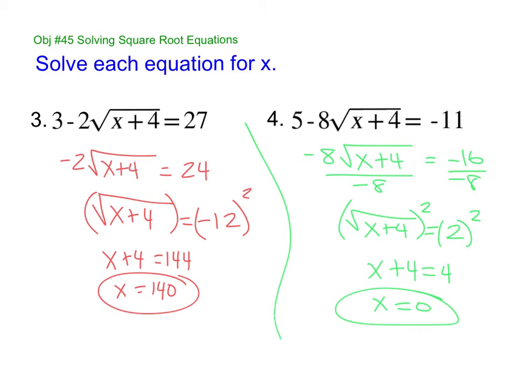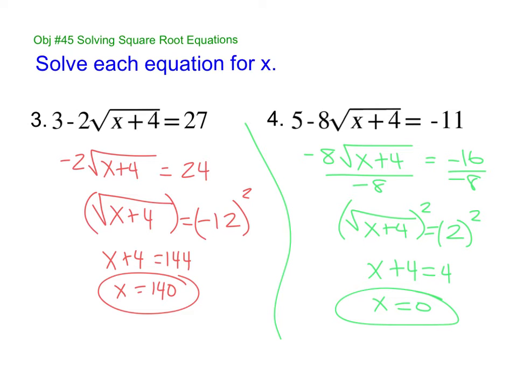All right, we have a problem. One of these actually didn't work. One of these is actually a no solution. So I want you to plug into the original problem and figure out which one of these is actually a no solution problem.